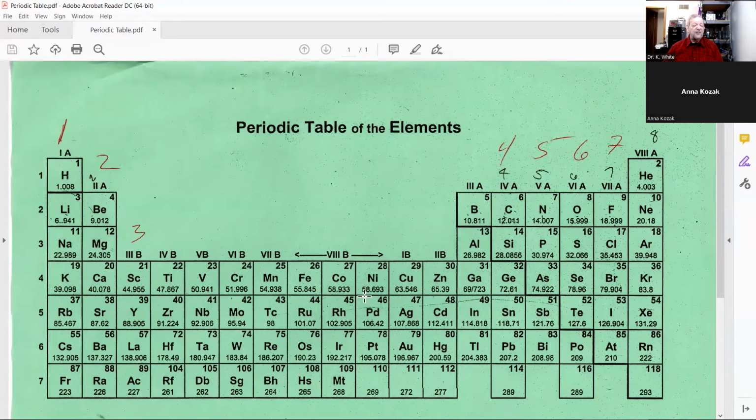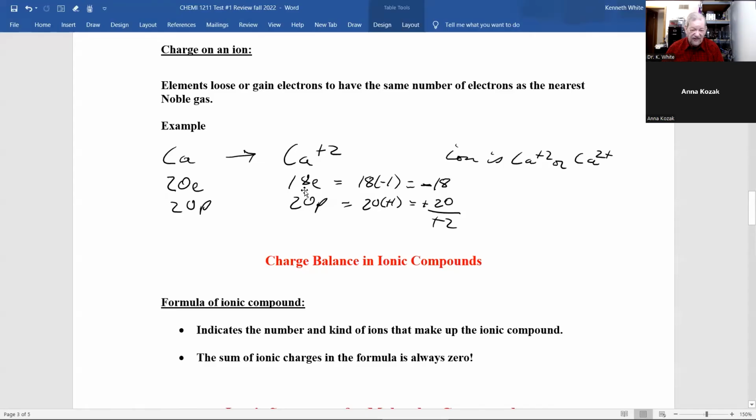And if we look at 20, which is closer numerically based on atomic number, argon at 18, 2 away, krypton at 36, 16 away. Well, I hope you all picked 2 away. So calcium wants to have the same number of electrons as argon, 18. So here I have 18 electrons, but it still has the same number of protons.